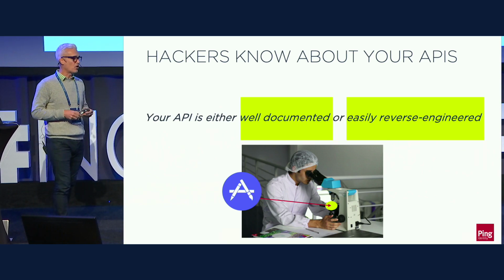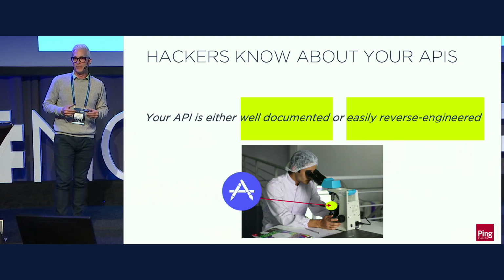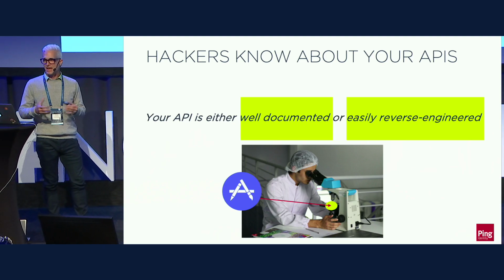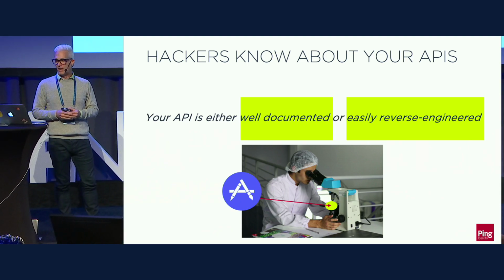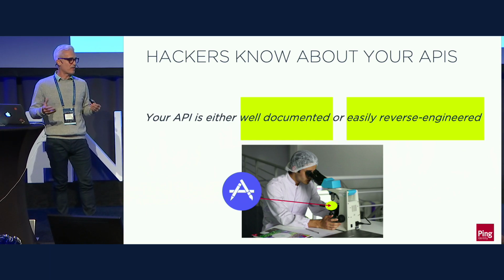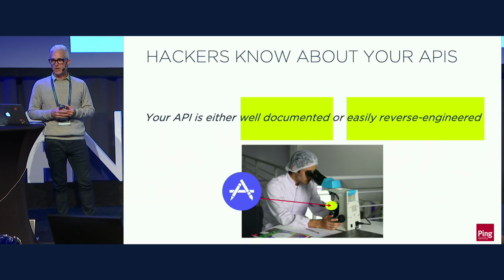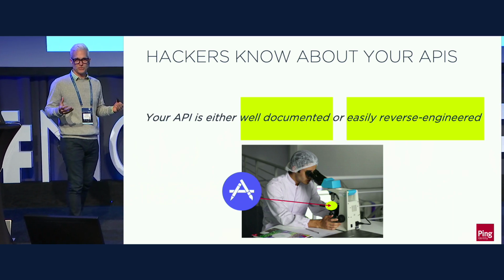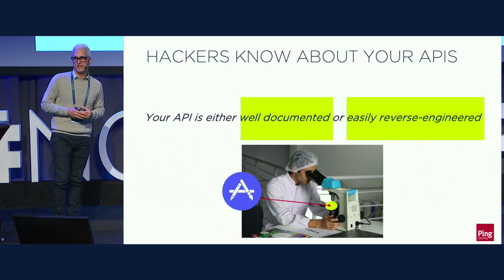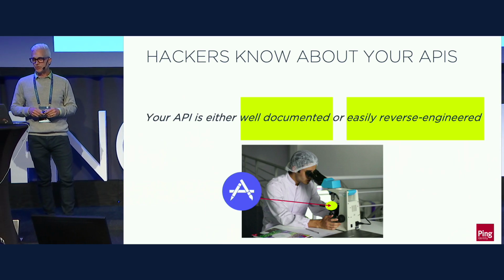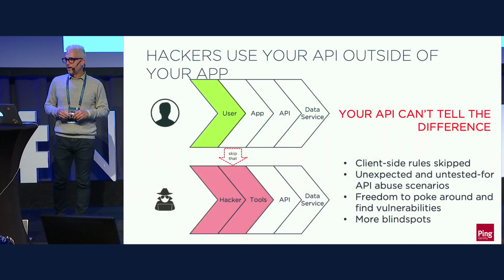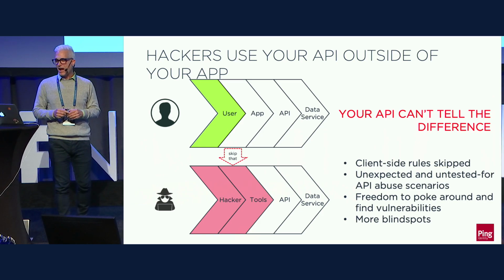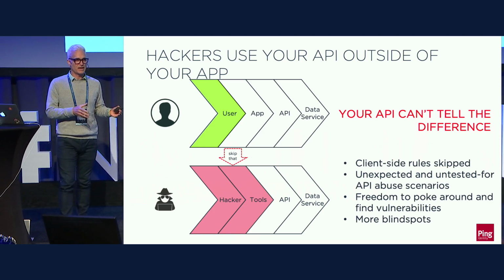If your API can be called from a browser app, you've got your browser tools, you can see exactly what goes over the wire. If you're using a native app on a mobile phone, for example, if you don't have proper cert pinning, you can pass it through a forward proxy and find out everything that you need to know about the API. And hackers use your API outside of your client-side app.